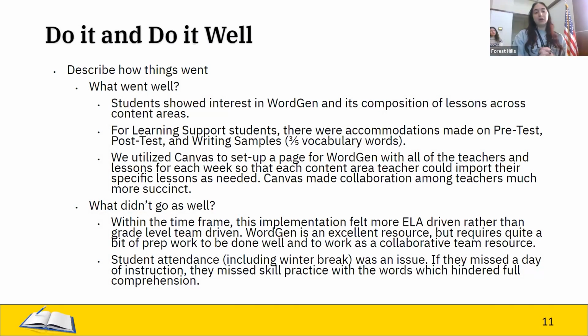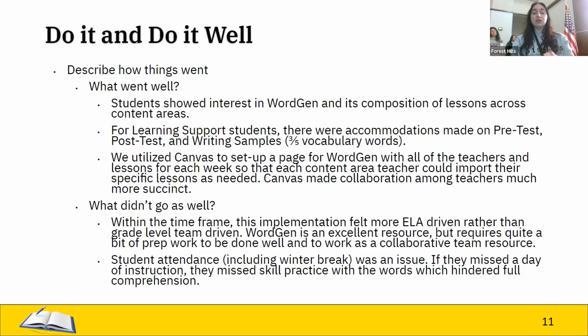Okay, so there were a couple of different things that went really well. The students seemed to really enjoy WordGen overall because of its composition of lessons across the content areas and their growing familiarity throughout the week, being able to use it not only in ELA and their secondary reading courses, but also math, science, and history.